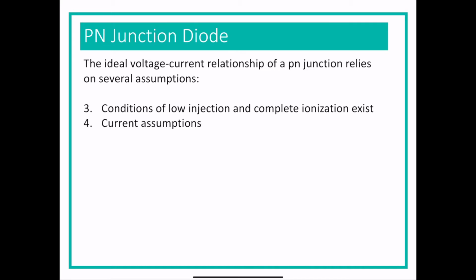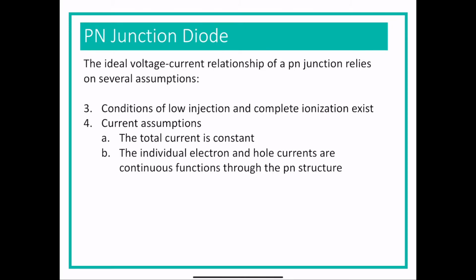We're going to assume that the total current is constant. It may or may not be, but we're just going to assume that it is. We're going to assume that the electron and hole currents are individual or continuous functions through the p-n structure. And in reality, they're kind of, sort of, but that's close enough for what we're going to do.